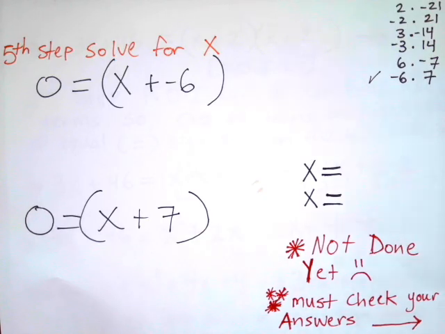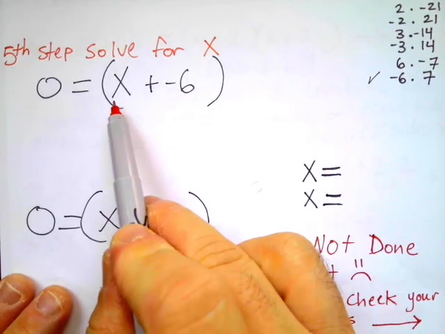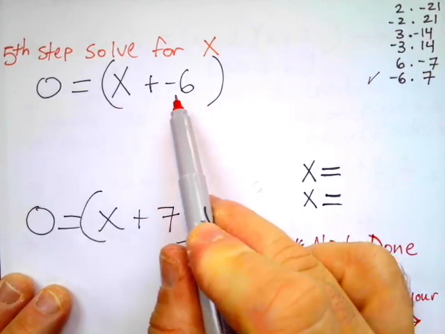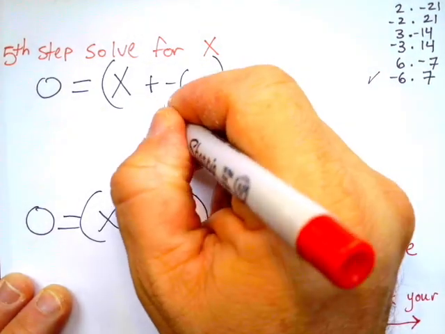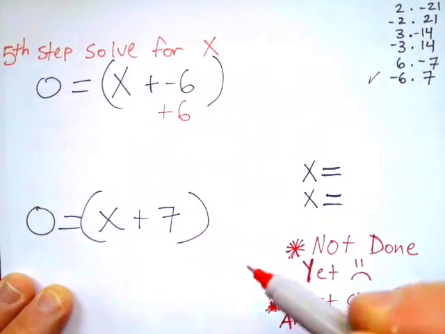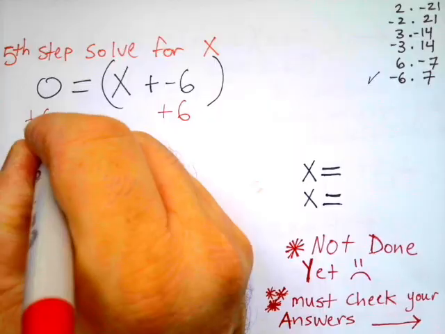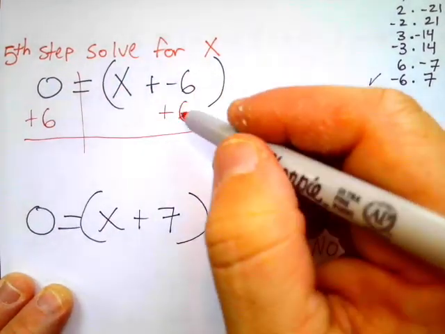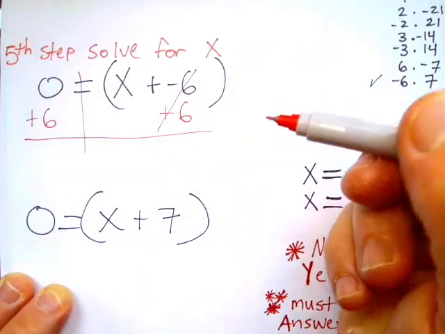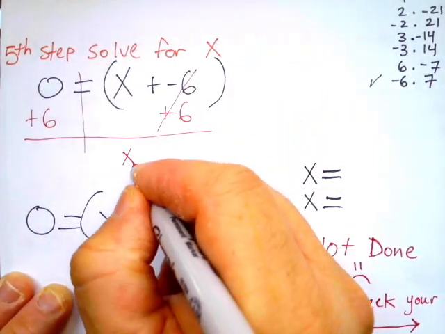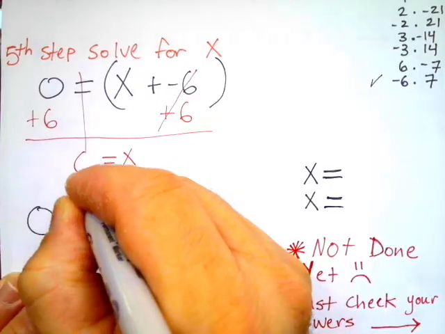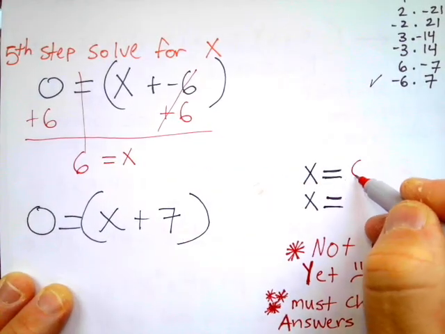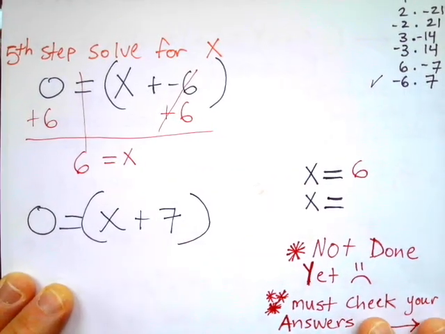So I want to solve for x. How do I turn that negative 6 into 0? I add 6, but not just to one side. I'm going to add 6 to both sides of the equation. So 6 and a negative 6 cancel. I'm left with x equals a positive 6. So over here for one of my x values, I can say x equals 6.